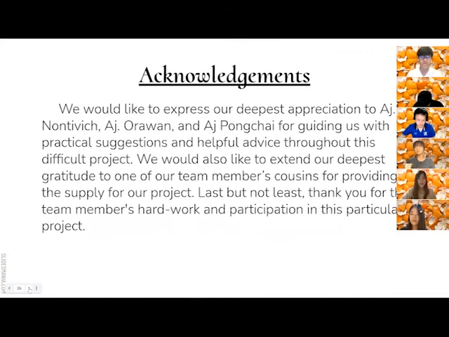And this is our acknowledgement. We would like to express our deepest appreciation to Ajahn Nontiwish, Ajahn Orawan, and Ajahn Pungchai for guiding us with practical suggestions and helpful advice throughout this difficult project. We would also like to extend our deepest gratitude to one of our team members' cousins for providing the supply for our project. And last but not least, thank you to the team members for their hard work and participation in this project as well.